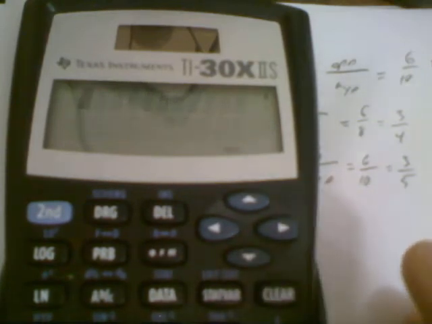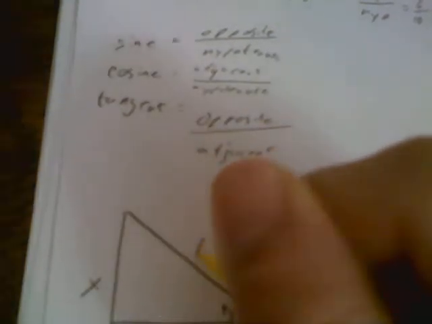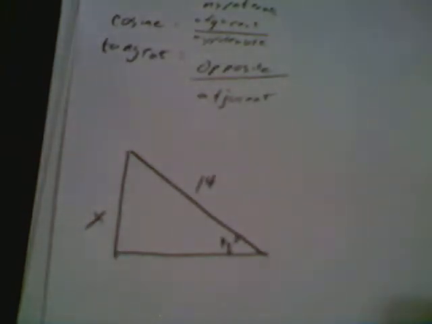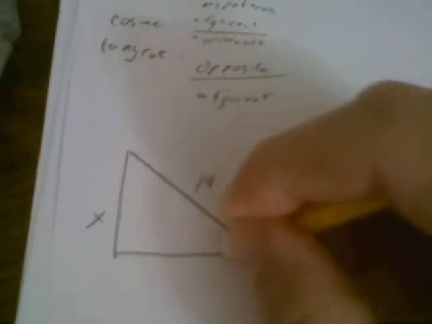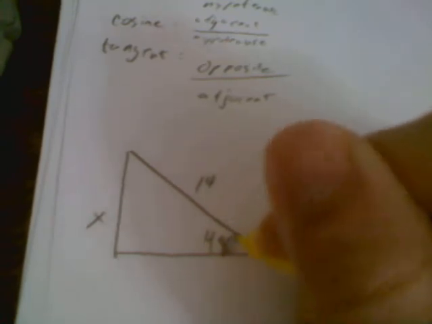Now, the last part I want to talk about, we're not going to go into too much detail about this, but it's if you have a couple of things and you just need to solve for part of the triangle. So let's say, for example, we have a triangle. And in this triangle, we're going to say that's 48 degrees, and that's x, and that's 14. We're going to make that look nicer. We're going to say that's 48 degrees.